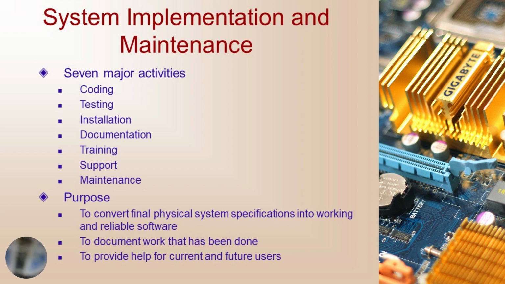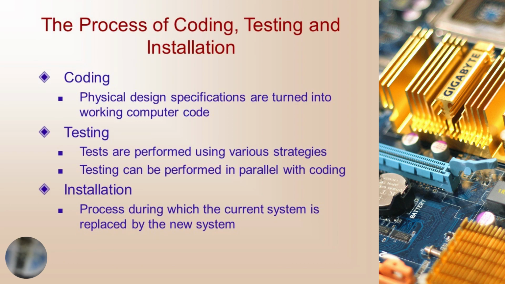We briefly discuss these activities in three groups. Number one, activities that lead to the system going into operation: coding, testing, and installation. Number two, activities that are necessary for successful system operation, that is, documenting the system and training and supporting users. Number three, activities that are ongoing and needed to keep the system working and up to date: maintenance.